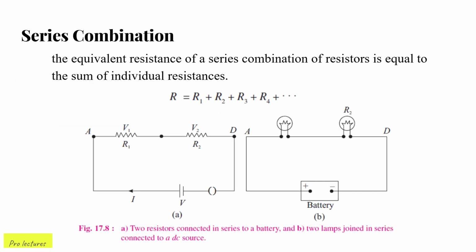Thus, the total or equivalent resistance of series combination is R equals R1 plus R2 plus R3 plus R4, and so on, till the number of resistors in series. This is great when you want to limit the current in a circuit. For example, in a string of Christmas lights or two lamps connected in series, the voltage across each lamp will be less than the total voltage supplied by the source. If one lamp goes out, the entire circuit is interrupted because the current has nowhere to go.